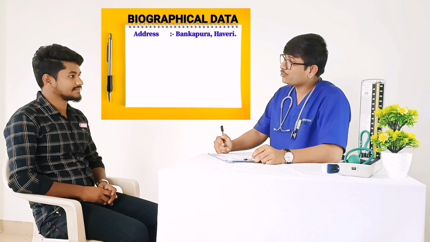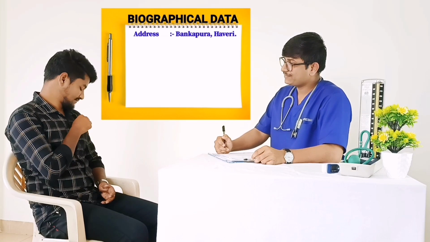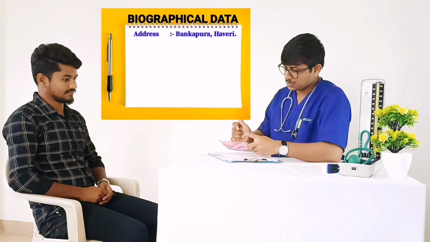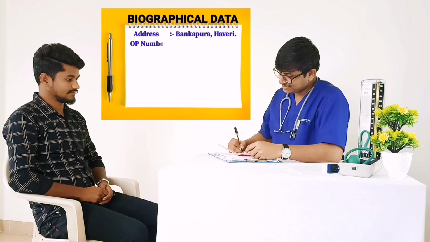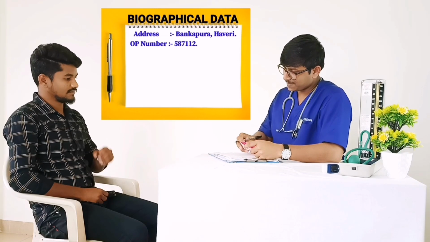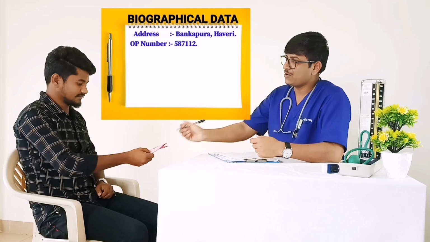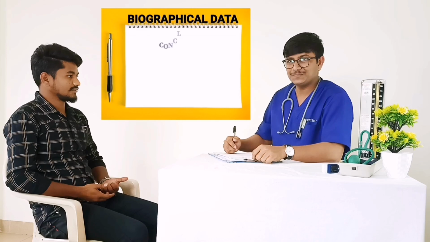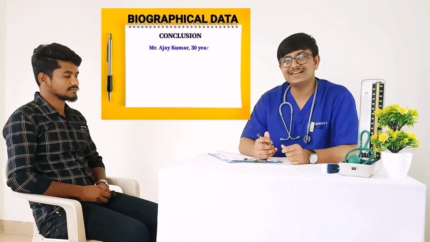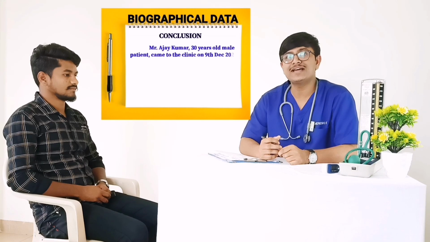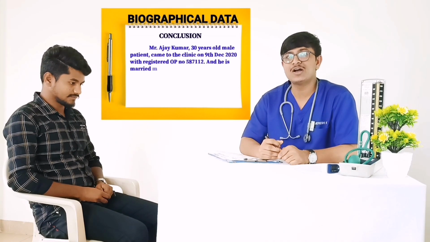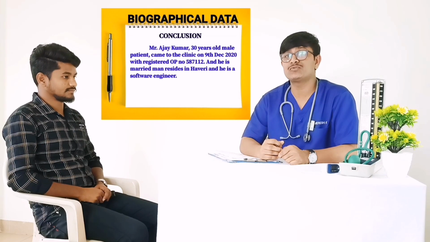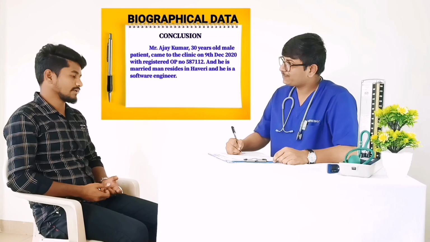Okay. Please, can you show your OPD number? Yes. So, your registered OP number is 57112. Well, before we start your health history, I just want to confirm your details. Mr. Ajay Kumar, 30 year old male patient, came to the clinic on 9th December 2020 with registered OP number 57112, and he is a married man, resides in Haveli, and is a software engineer. Is that okay with you? Okay.